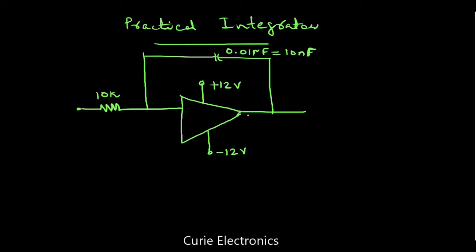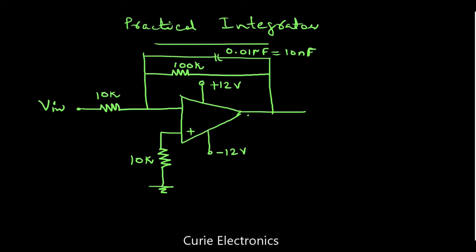Then for the practical circuit, we put a resistor in parallel with the feedback capacitor. This is equal to RF, and I have used 100K. And to take care of the input bias current, I have put a 10K resistor here. V in is applied. So this is the practical integrator circuit.